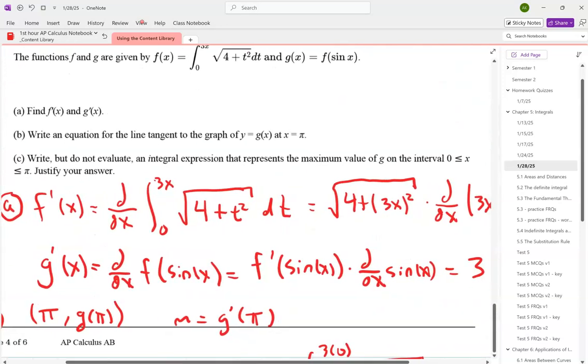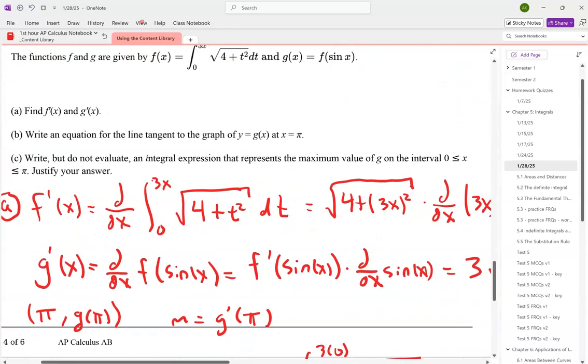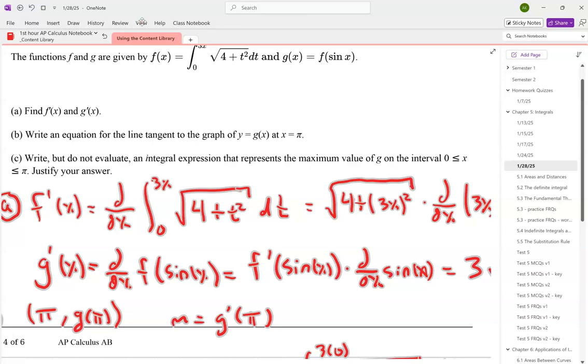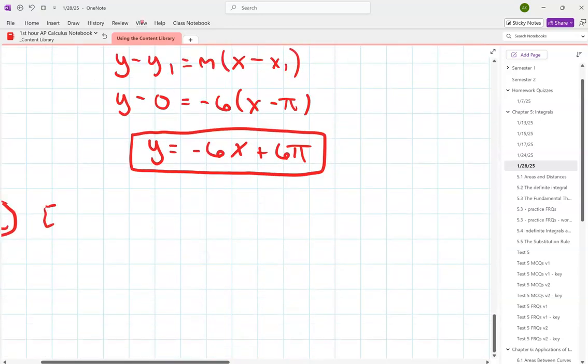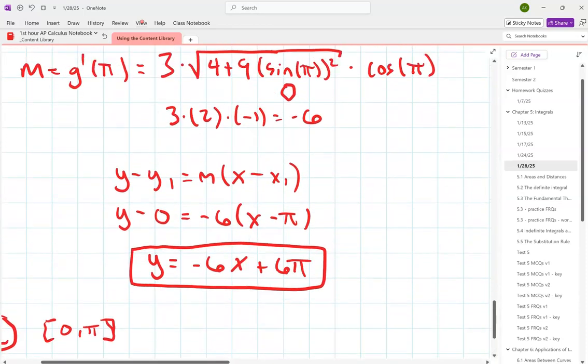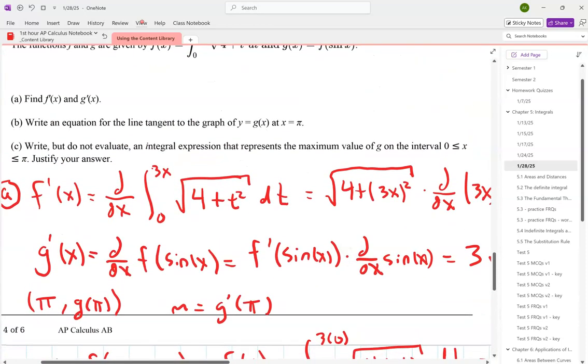Part C then says, write but do not evaluate an integral expression that represents the maximum value of g on the interval from 0 to pi. Justify your answer. Notice here that it's a closed interval, so we have to do that closed interval test again. So we have 0 to pi. So we care about where this was for g.